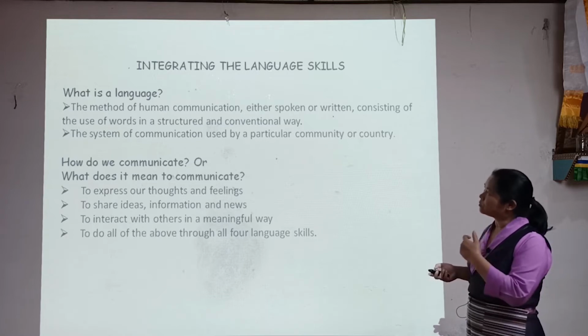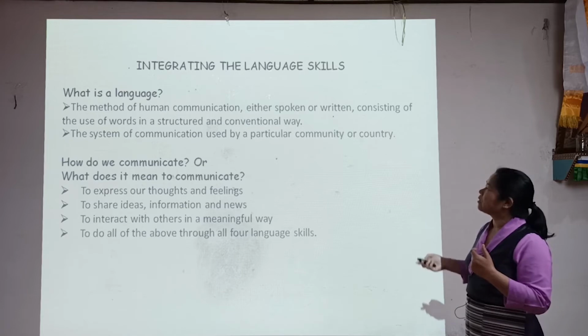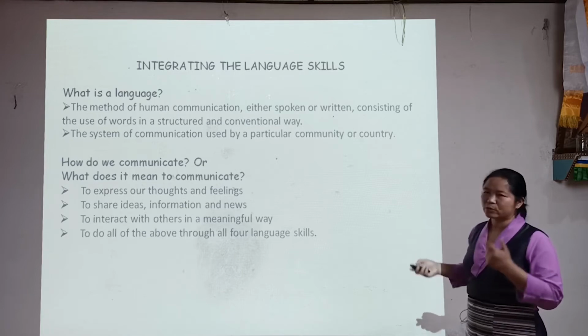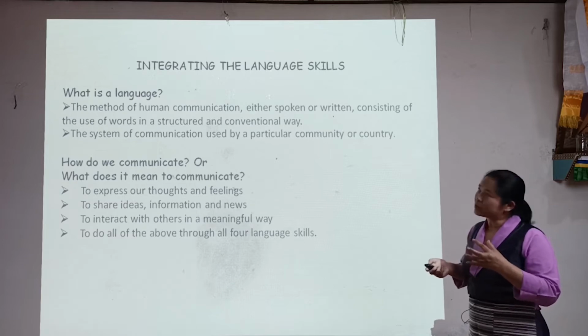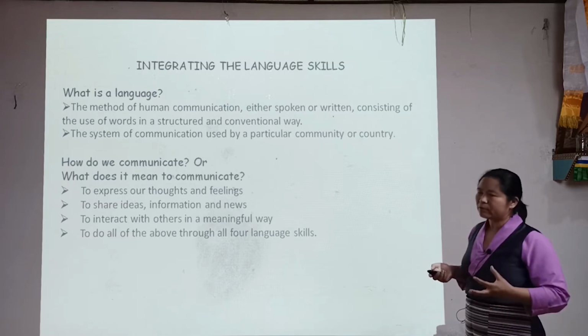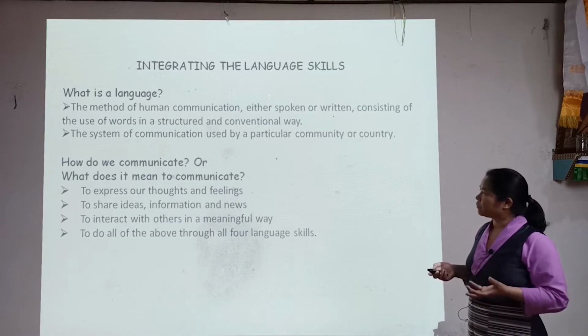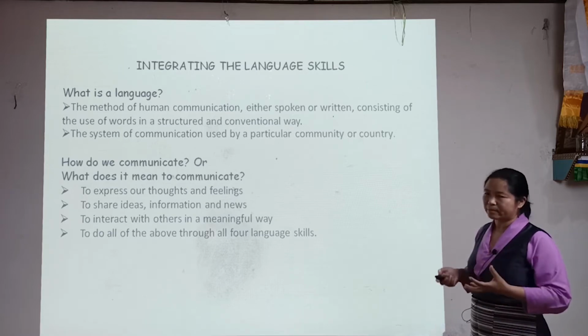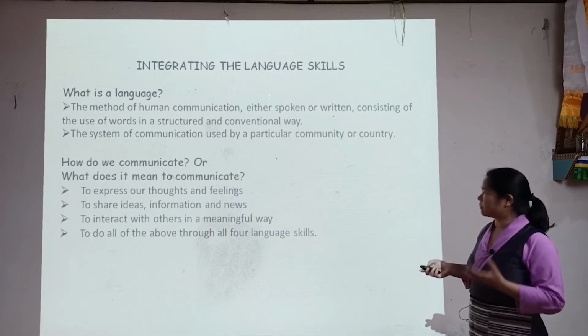So what we observe is language learning will only take place if we treat all the four skills of the language together as a whole, in integration. We cannot learn a language just by reading. We cannot learn a language just by listening or writing. What we need to do is integrate them, combine them, and then only language learning will take place.